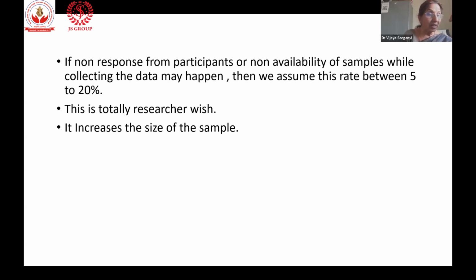So while giving information, if mistakes are there, missing observations are there, or some are not available, we add 5 to 20% more and collect that much. And if missing data or non-availability is there, we delete them and will not bother about that, since anyway we added more participants. So we will not bother about a missing observation. It increases the sample size over the calculated one. That is the response rate.